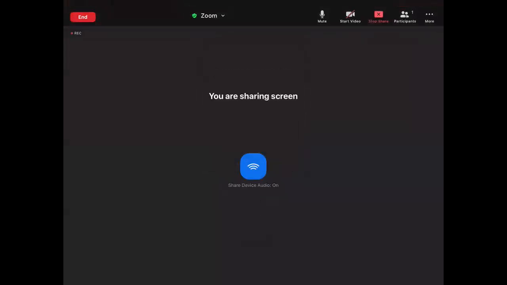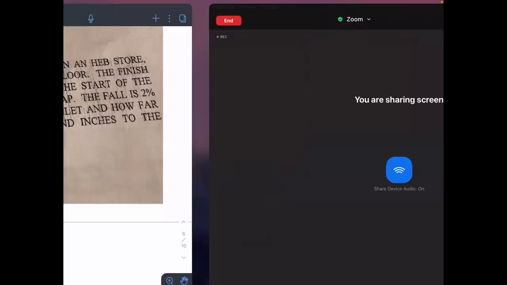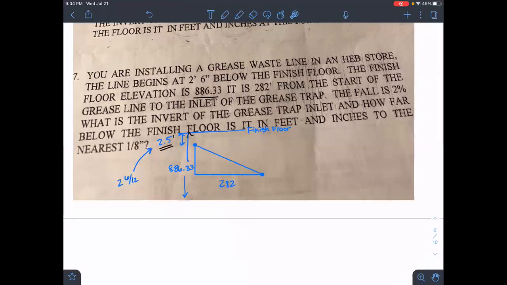Okay, so for these problems, I highly recommend that you draw a picture. It says you're installing a grease waste line in an HEB store. The line begins 2 feet 6 inches below the finished floor. So I've drawn my finished floor. 2 feet 6 inches is 2.5 feet.